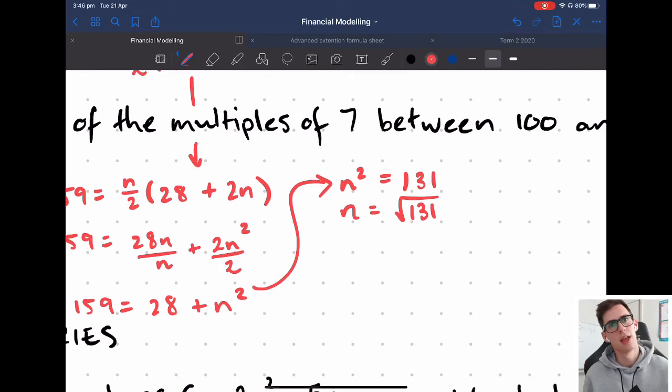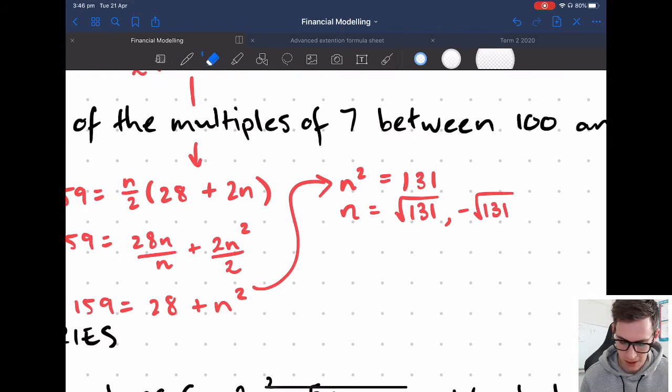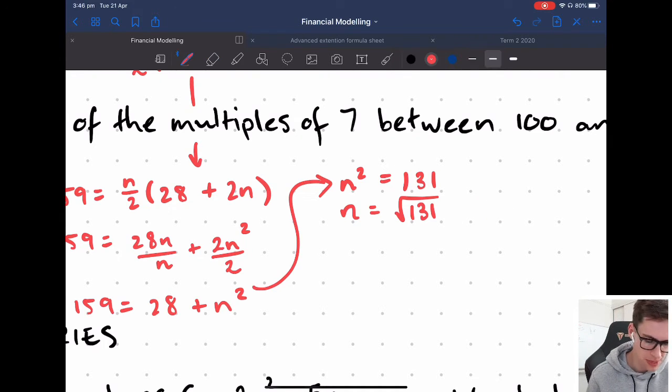And then to get my n, that's going to have to be the square root of 131. Now, generally when we do equations, we've got to consider it could be the positive square root of 131 or the negative square root of 131. Now, it doesn't really make sense to have a negative number of rows. It doesn't click with the problem, which is why we're going to get rid of the negative. Okay, so it's just going to be the square root of 131.